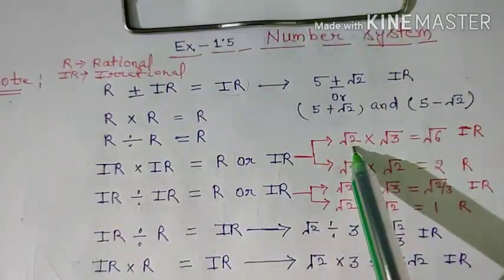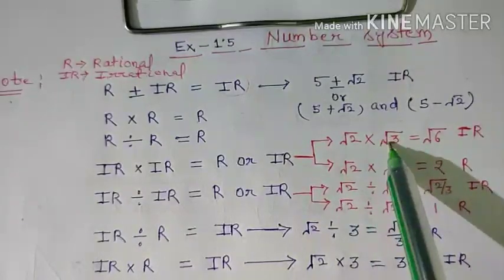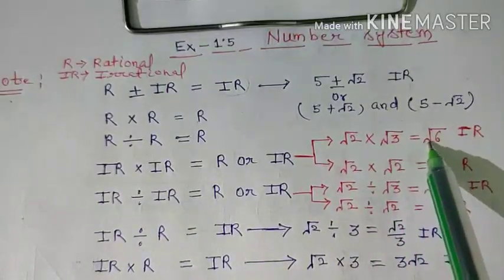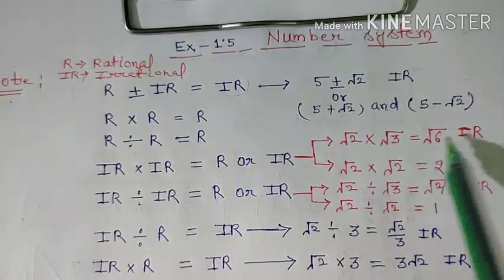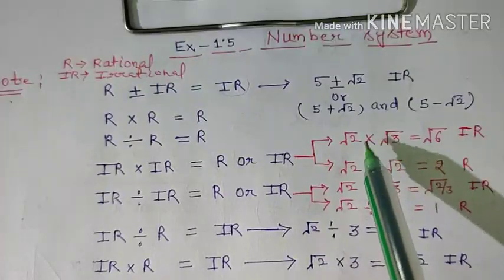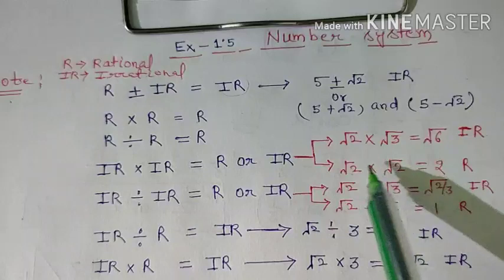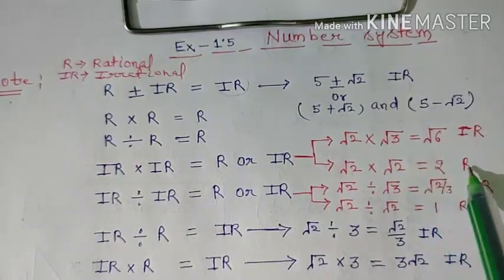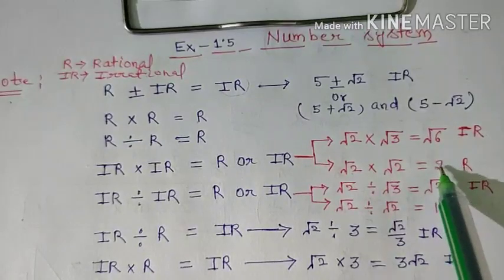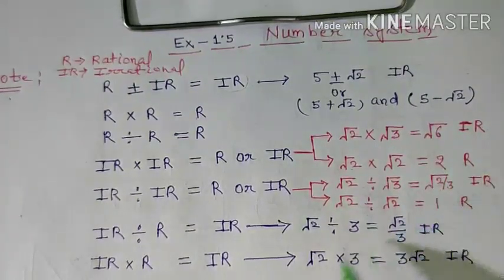Like root 2 is an irrational number and root 3 is an irrational number. If you multiply this, you will be getting root 6, which we cannot simplify. So this is an irrational number. But in the other case, if I multiply root 2 with root 2, irrational with irrational, I am getting 2. So which is a rational number because we can write 2 as 2 upon 1, p upon q form, and both are integers.